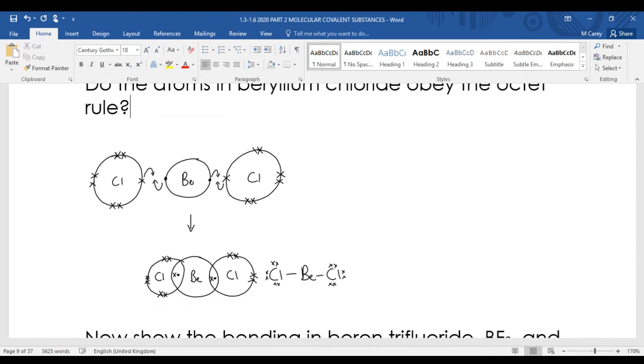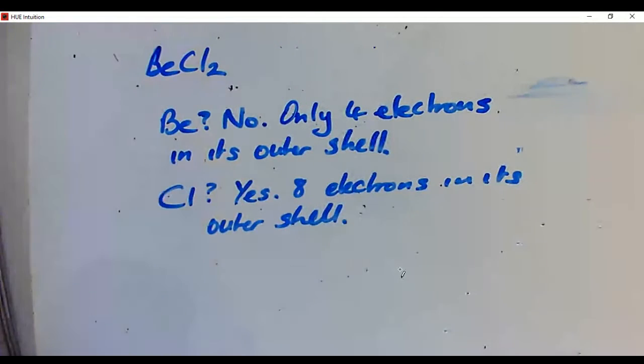Okay, so I'm just going to put the answer for you. Okay, so beryllium, no, right? Beryllium in beryllium fluoride does not obey the octet rule. It has only 4 electrons in its outer shell. Chlorine does, it has 8 electrons in its outer shell.